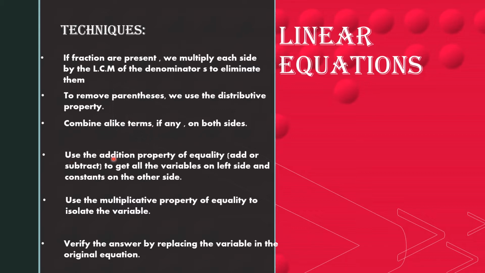Use the addition property of equality, add or subtract, to get all the variables on the left side and constants on the other side. Use the multiplicative property of equality to isolate the variable. And the last one is to verify the answer by replacing the variable in the original equation. It means checking the answer.